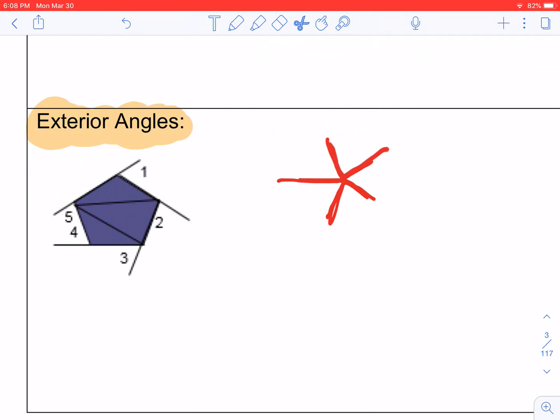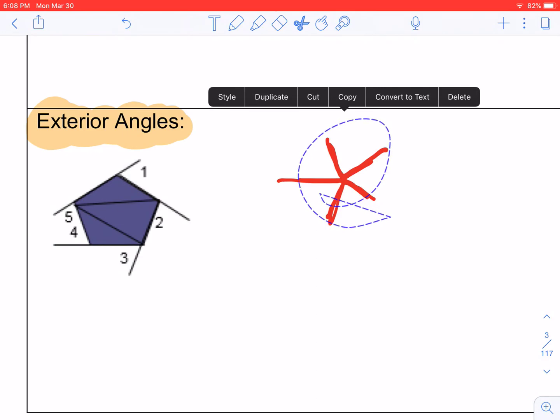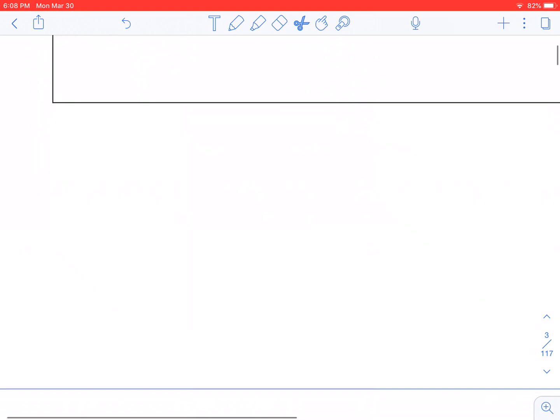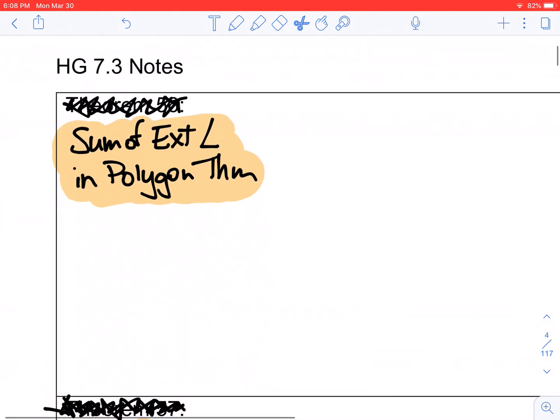And it slides in there nicely. So you can see that they will add up to a full circle. And that brings us then to our second theorem, sum of the exterior angles. And that is a real simple formula. It's always 360. It doesn't matter how many sides you have.